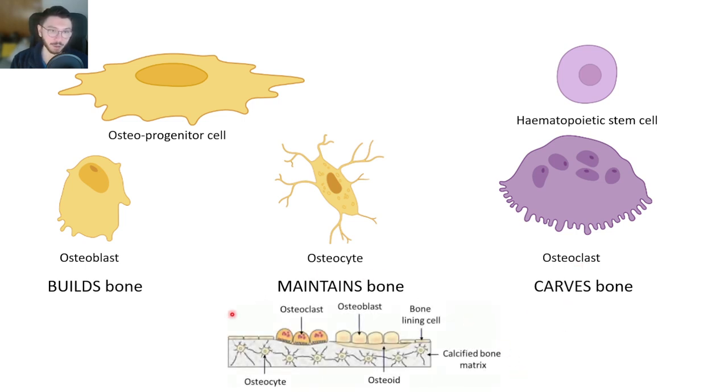And here's a picture of them working in tandem. You have the osteocytes within the bone, this is calcified bone matrix, and they help maintain it. You have osteoclasts which come in and resorb the bone, the osteoid. And then osteoblasts come in to help maintain and rebuild what the osteoclasts have carved out. So three bone cells, two of them are from osteoprogenitor cells and the other is the osteoclast.